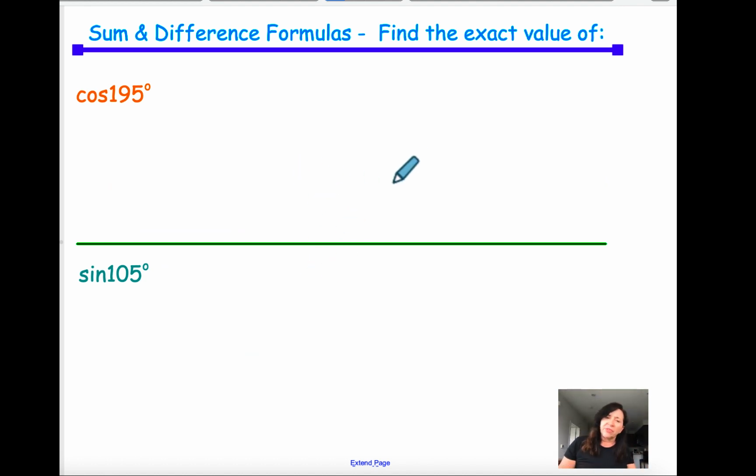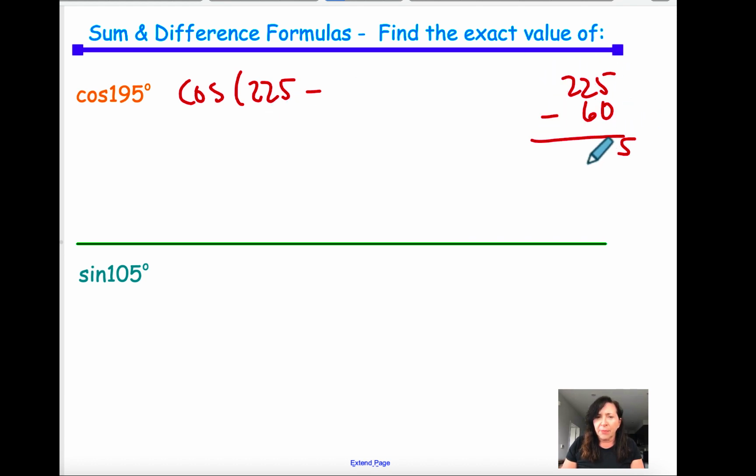So we're going to switch over to some sum and difference formulas, finding the exact value again. If you don't have your identity sheet memorized, this is where you would have that in front of you maybe. Cosine of 195. So I'm thinking about what would make 195, and there are so many varieties. I'm going to use cosine of, I think, 225 minus 60? 225 minus 60, nope, that's not it. So I think maybe 225 minus 30.